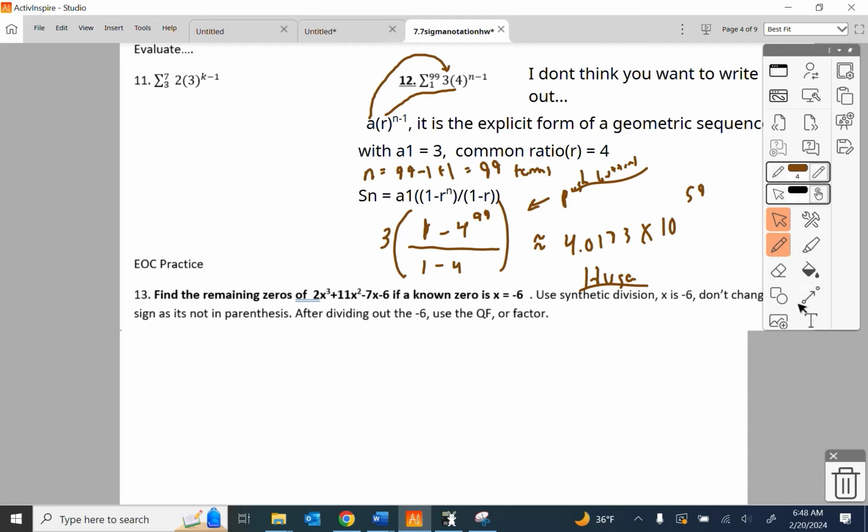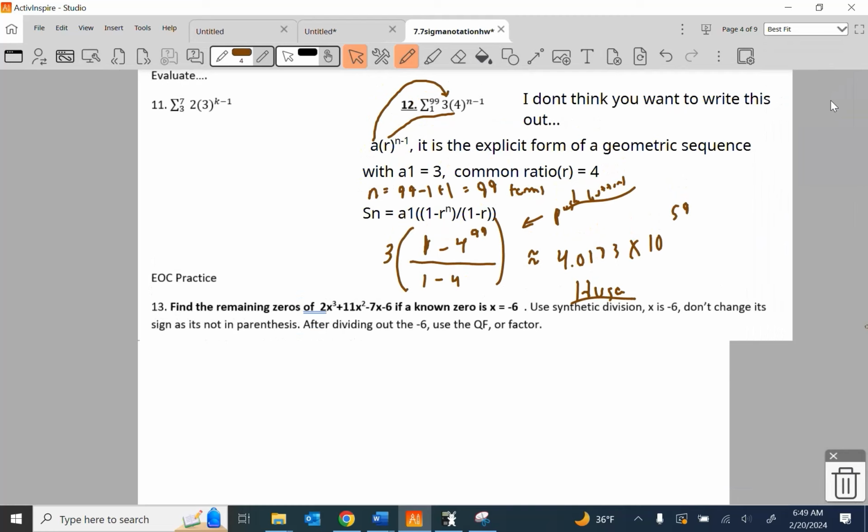All right, the remaining stuff is all EOC practice. You'll notice on this question, they want us to find the remaining zeros if a known zero is x equals -6. And it says use synthetic division. Since you're told x is -6, don't change its sign. -6 times 2 is -12. 11 minus 12 is -1. -6 times -1 is 6. Remainder 0. So the constant is x squared: 2x squared minus x minus 1 is where the remaining two zeros are.